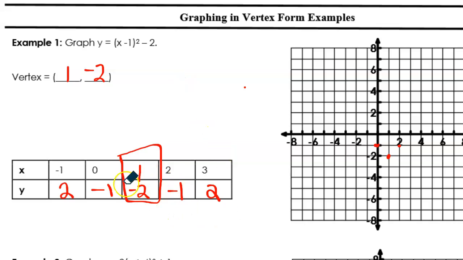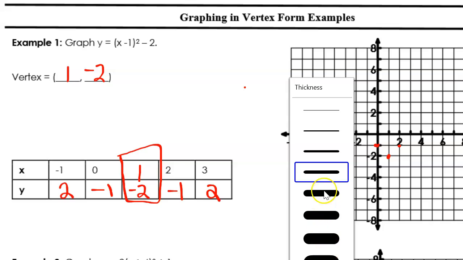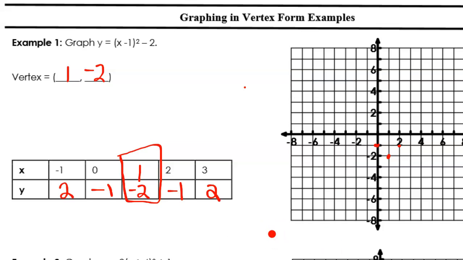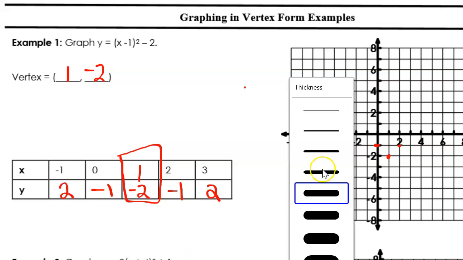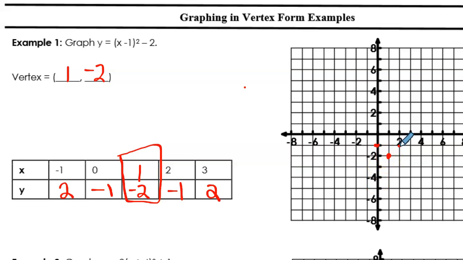Now let's plot these other points here. I think it's going to be interesting to see what happens. So we've got these middle points. Let's go to -1, 2. -1, 2 would be here. And 3, 2. 3, 2 would be here.